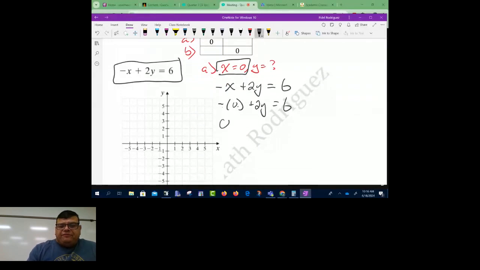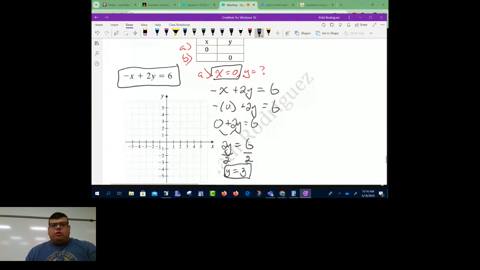Well, the opposite of 0, that's still 0. Okay? 0 plus 2y, and that's still 2y, right? Because if I have 2y and I add nothing to it, I still got 2y. And then my last step, y'all, I'm going to divide everything by 2. And I'm coming up with y equals 3. Okay. So y'all, right here, I'm going to write in the number 3.